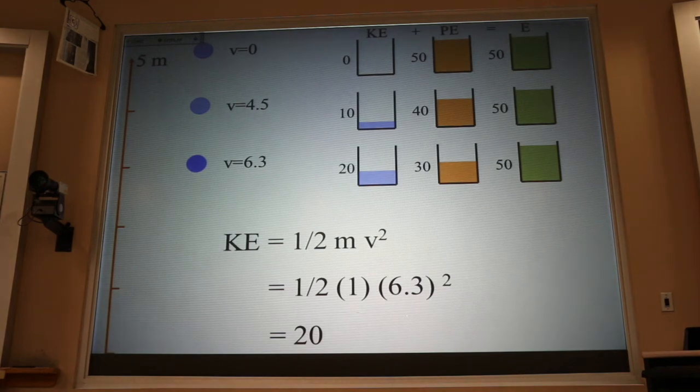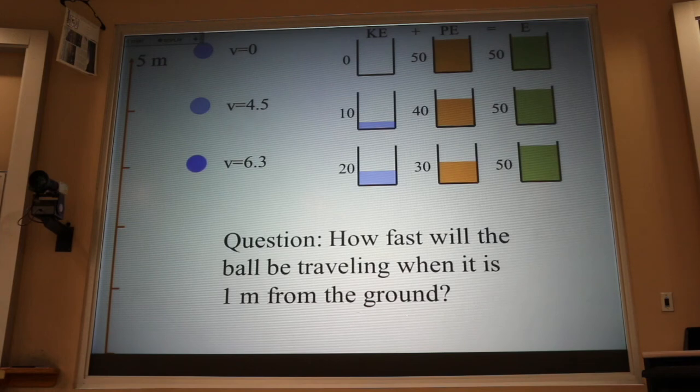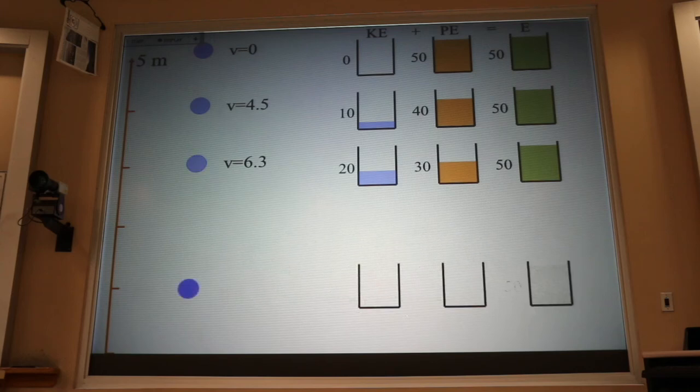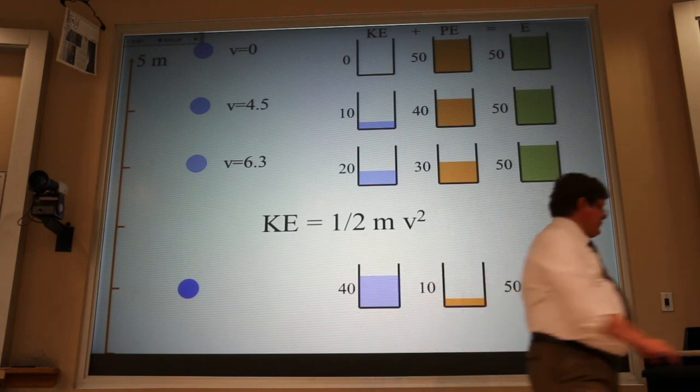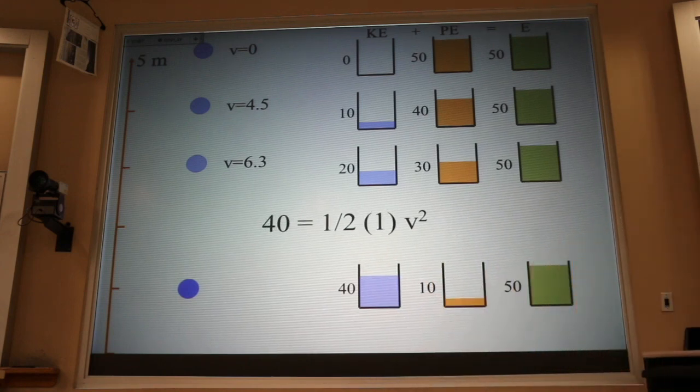Now, what this gives me is a new way to answer this question. How fast will the ball be traveling when it's 1 meter from the ground? Well, I say the total energy still has to be 50 joules. That's what I started with. The gravitational energy when it's 1 meter above the ground is only 10 joules. That means I must have 40 joules in that kinetic energy bucket. If I know how much kinetic energy I have, and I know the mass of the ball, I can find the speed. I just plug and chug. What I get is 8.9.